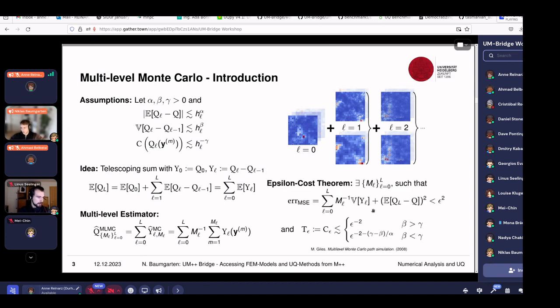And in 2008, Michael Giles proved the following theorem, that there exists a sequence of samples such that I can choose some prescribed error, and the mean squared error of my method is within this chosen accuracy, and I can bound the computational cost by this expression here. And if you remember the first slide, I was trying to do it the other way. I tried to minimize the error within the computational constraint, and this is somewhat the opposite. I minimize the computational cost within the error constraint.